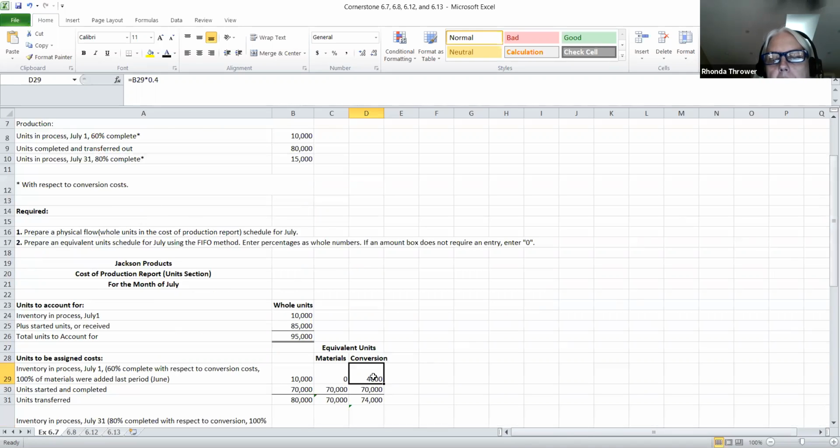So in order to find the conversion equivalent units this month for beginning inventory, we have to take our beginning inventory whole units of 10,000 and multiply it by 40%. That's the complement of 60%. So 40% of 10,000 is 4,000 units.